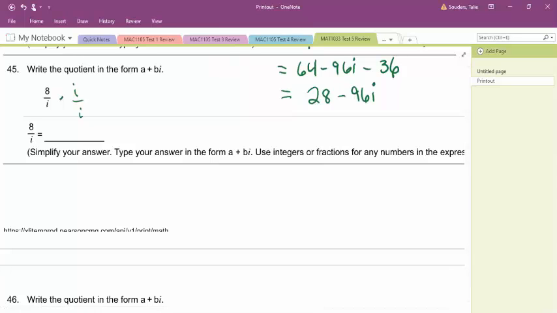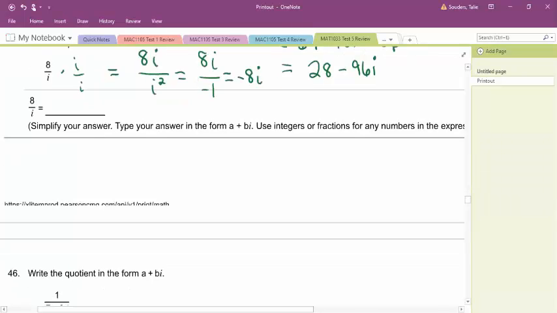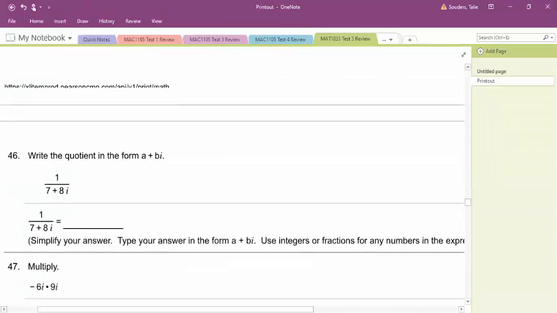So here, 8 times i is 8i. And what is i times i? i squared. And what did we just talk about? What does i squared equal? Negative 1. Okay, so what is 8i divided by negative 1? Negative 8i. Exactly. That would be it.